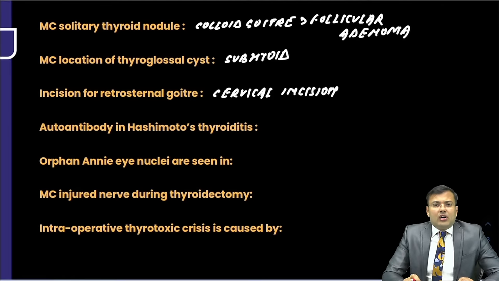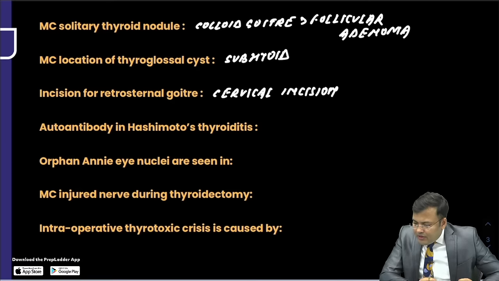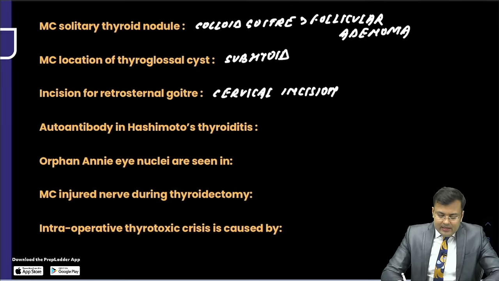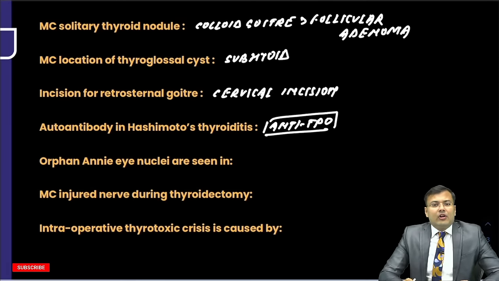Next, easy question. What is the autoantibody in Hashimoto's thyroiditis? First person to reply, Budding Medico: anti-TPO. Anti-TPO is the autoantibody. What is the full form of TPO? All of you know, it is thyroid peroxidase.